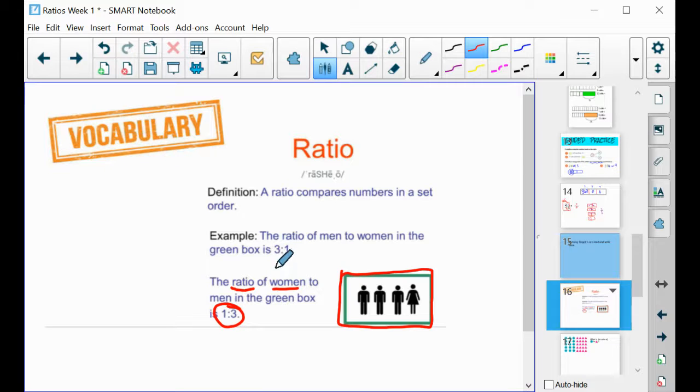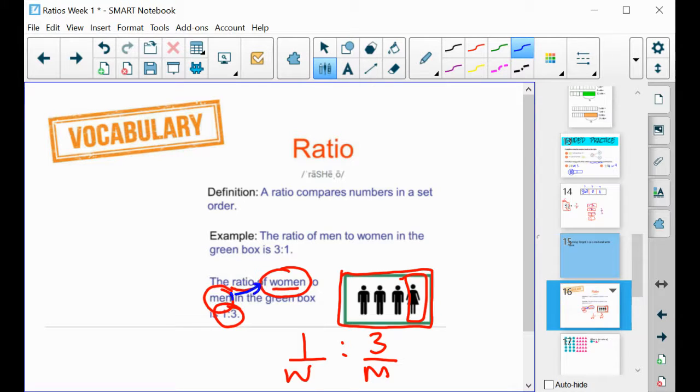Now, one thing I want you to notice, and we'll get this on another slide. But do you see how the term women comes first before men? So that means we need to list in our ratio women first and then men. So 1, 2, 3.